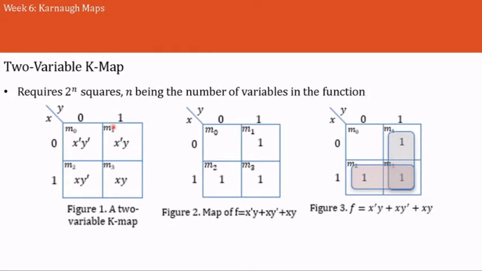Now let's go to minterm 1. Minterm 1 is the intersection where x is equal to 0 and y is equal to 1. That's why we have x prime y. For minterm 2, that is the intersection of x and y, where x is equal to 1, so we have x, and y is equal to 0, so we have here y prime. As for minterm 3, that is the intersection again of x and y, where x is equal to 1 and y is also equal to 1. So we have here x y.